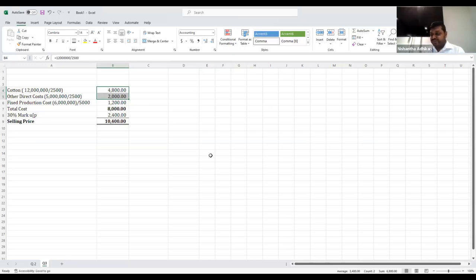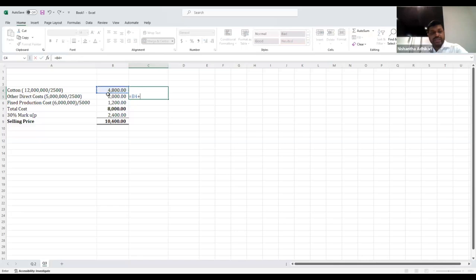That is favorable. Therefore, you have to accept this offer because your marginal cost is lower than marginal revenue. If you calculate the variable cost, 4,800 plus 2,000, it is only 6,800. Therefore, you can earn 1,000 rupees more if you sell at 7,800.